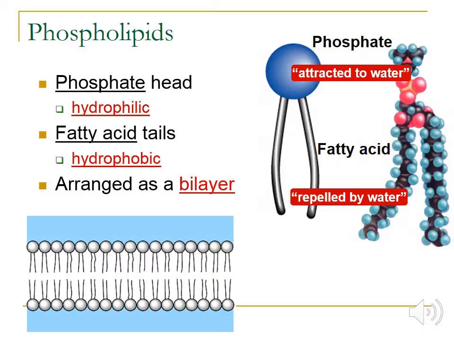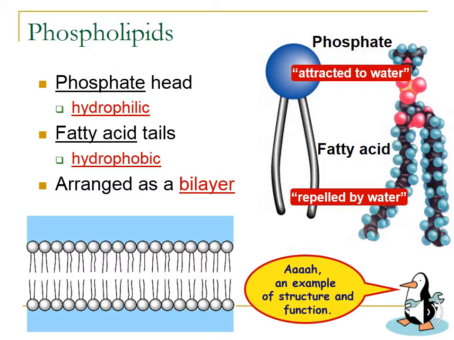So the phosphate heads, or the hydrophilic heads, are attracted to the water both inside and outside of the cell, and the fatty acid tails are then protected from the water by those hydrophilic heads. This is a great example of structure and function where the structure of the cell membrane enables that cell membrane to perform its function.